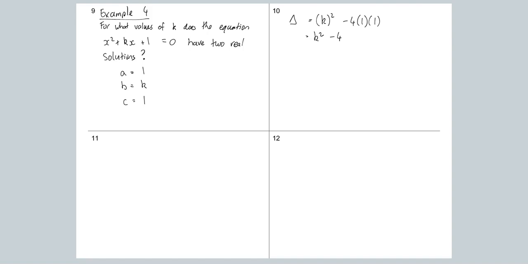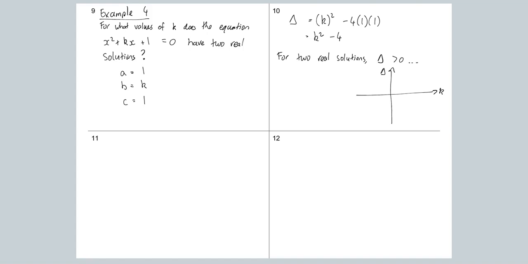We need to find values of k for two real solutions. So for two real solutions, two real roots, two real x-intercepts, delta must be greater than 0. Okay, so what we're going to do is the same sort of thing. We're actually going to graph delta as if it were y and k as if it were x. Really important for you to get a sense that we're talking about graphing delta versus k, as opposed to y versus x. And now we go about doing it.